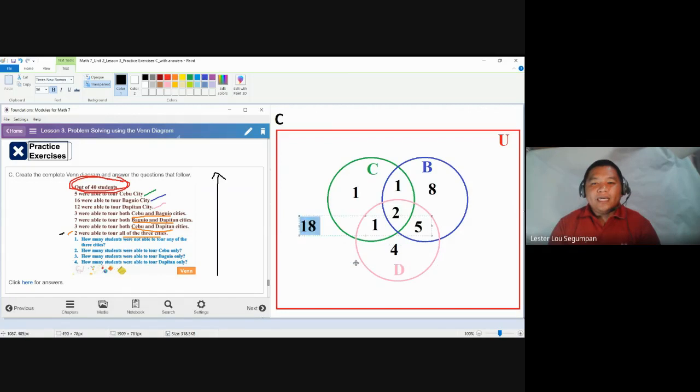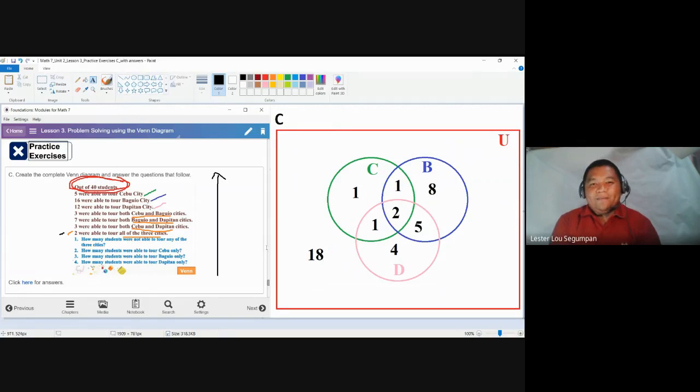Again, you can place it here, here, or anywhere as long as it's outside the circular figures, because these students may have visited other cities other than Cebu, Baguio, and Dapitan. Not clarified. Okay? So that is our Venn diagram. But again, the Venn diagram here is just a tool to solve problems. Okay, we have the questions at the bottom that we need to answer.